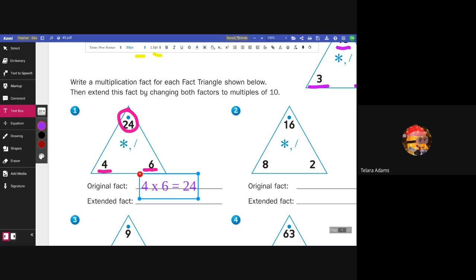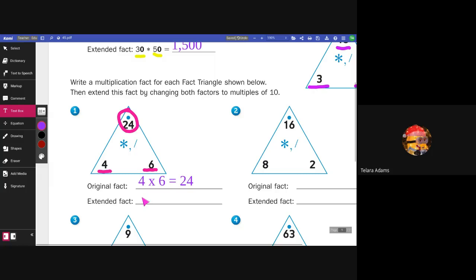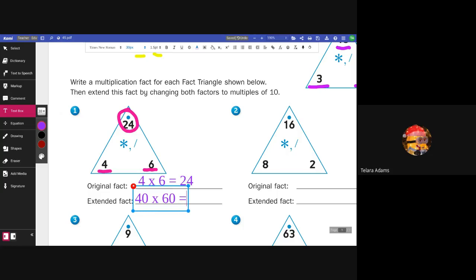At this time, we're going to make each factor a multiple of 10. When I multiply this digit by 10, I add a 0. 4, 0, 40 times 60. And why is this 60? Yes, because I had to make 6 a multiple of 10. 6 times 10 equals 60. I added a 0. So let's use this extended multiplication to solve 40 times 60.